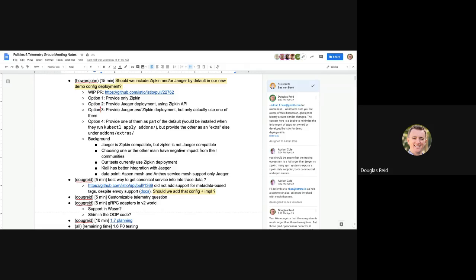Well, so it sounds like the preference is to use Jaeger and switch the tests. Is that right? And then the question is whether we use option 2 or option 4.